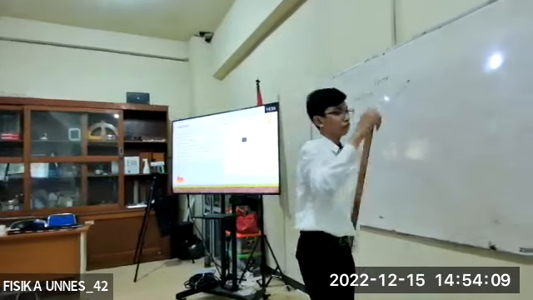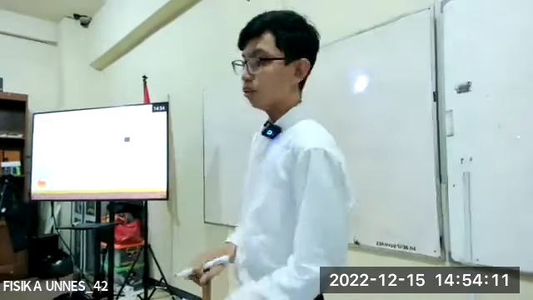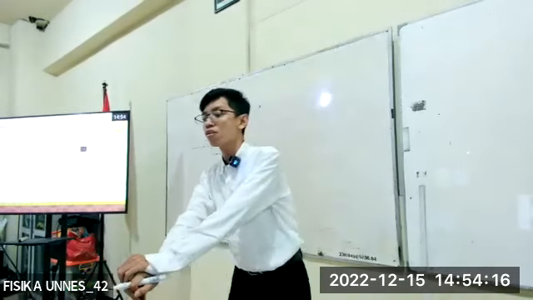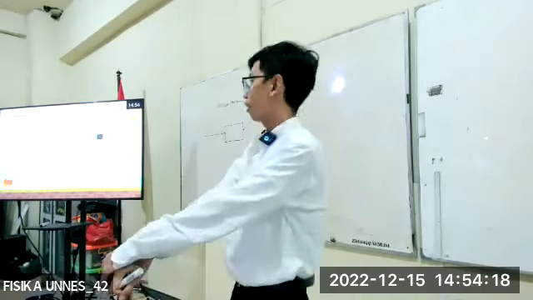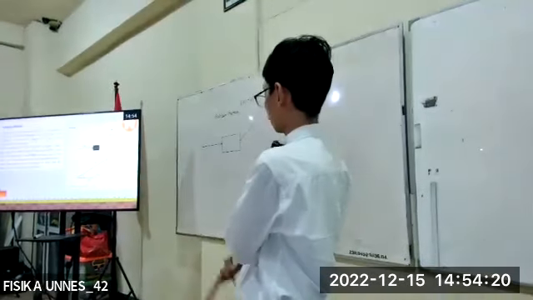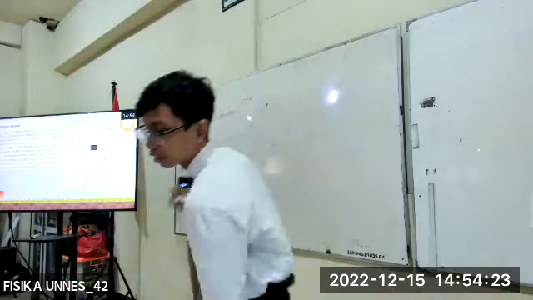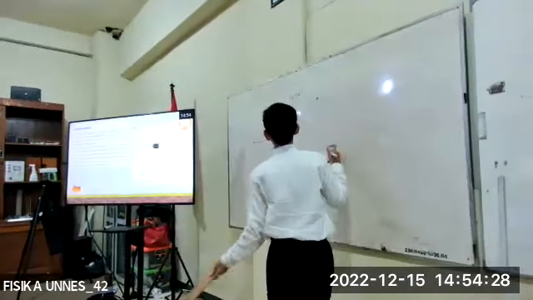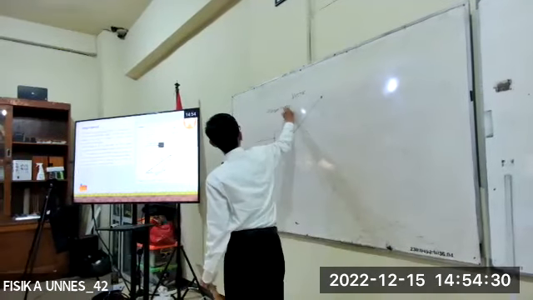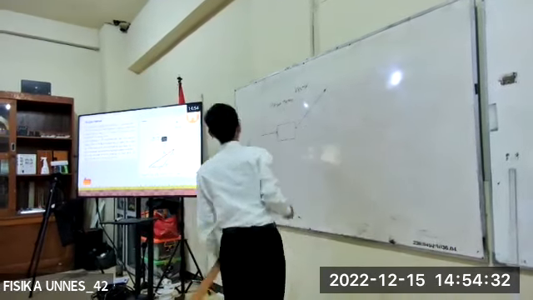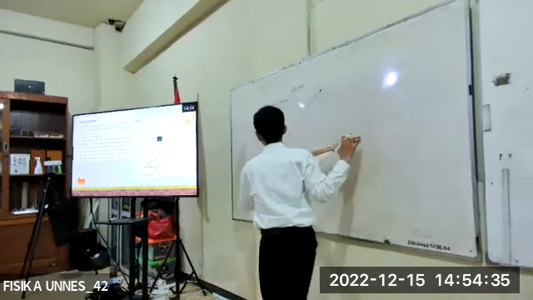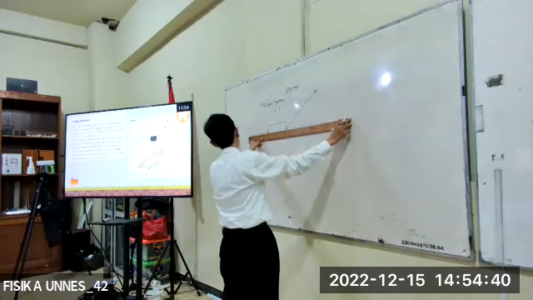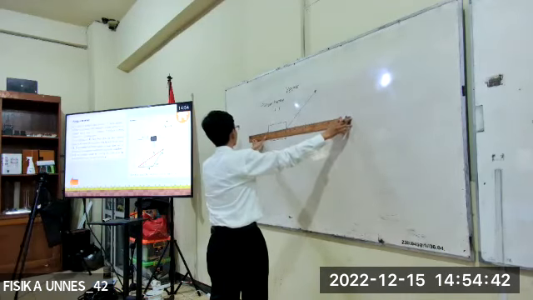So to know the resultant of a vector using the polygon method, first we need to set a scale. In this example, I'm using this ruler as a scale. It's 1 centimeter, and we scale it one to one. So the magnitude of the force is exactly the length of this ruler.